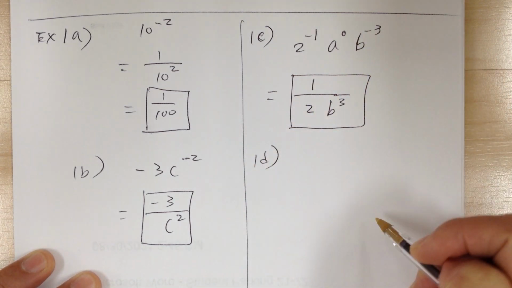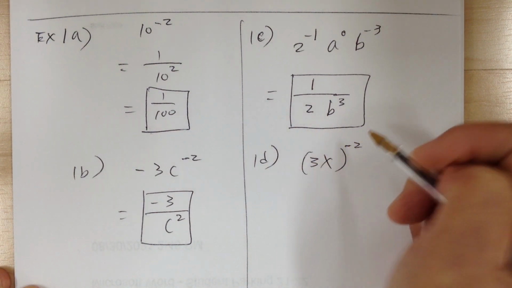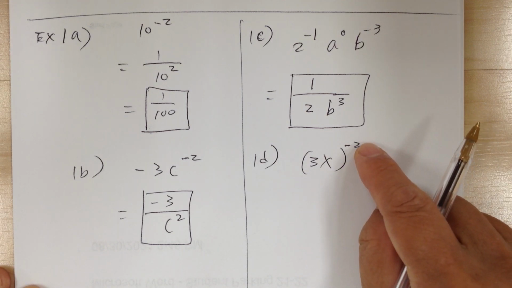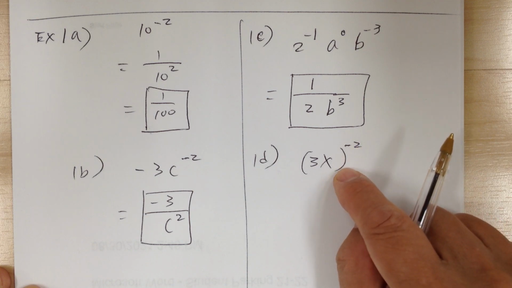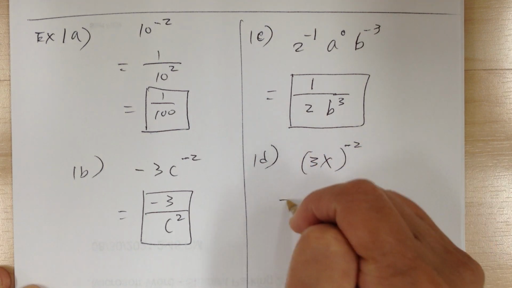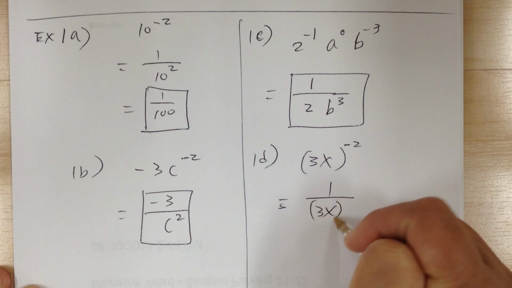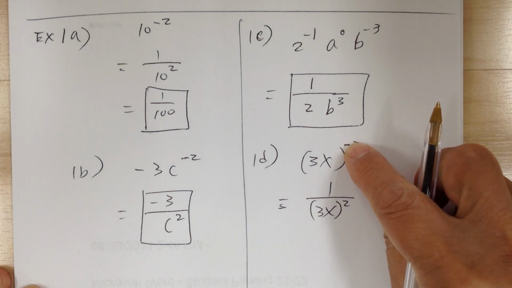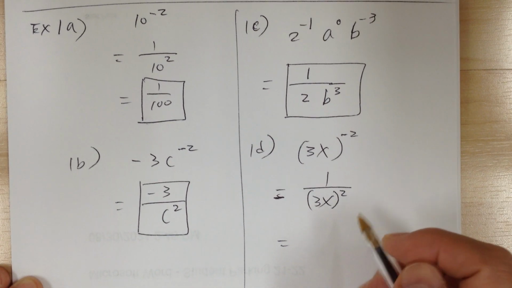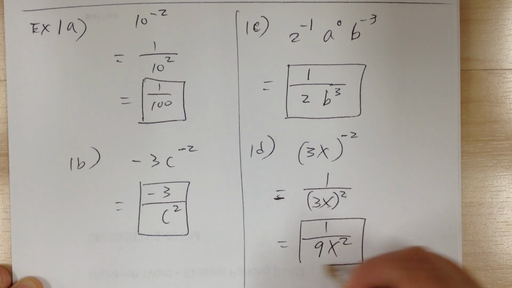Okay, now 1D, you got 3x to the negative 2 power. Now again, the exponent is for what is immediately before it. So immediately before the exponent is a parenthesis. So this is for the parentheses. That means everything in the parentheses gets flipped over. So first, that's going to apply the negative exponent. So this is 1 over 3x squared. Right? Negative exponent means you flip it over. Then after that, you can apply the square. So 3 squared is 9, x squared is x squared. Okay? And that's it for example 1.